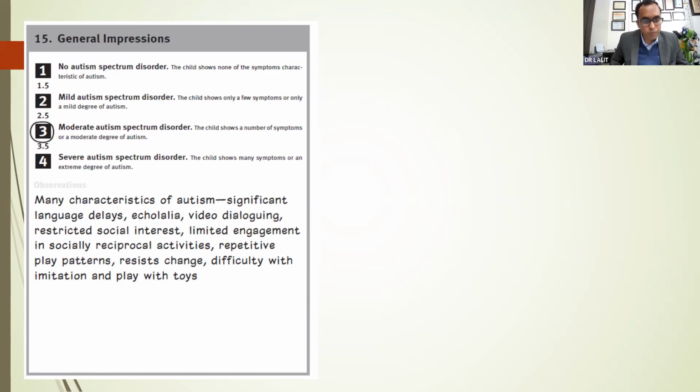Depending upon all these things, the clinician feels that, as per his observation, the child comes under the category of moderate autism spectrum disorder. He does not come under severe because he was not showing extreme symptoms. Although he was showing all the core features of autism, they were not to that extreme extent. That is why, as per his impression, he has given a score of 3 for this child. So that is what the general impression of item number 15 means.